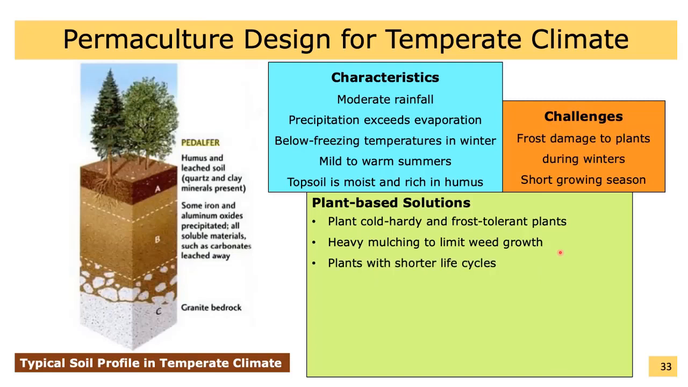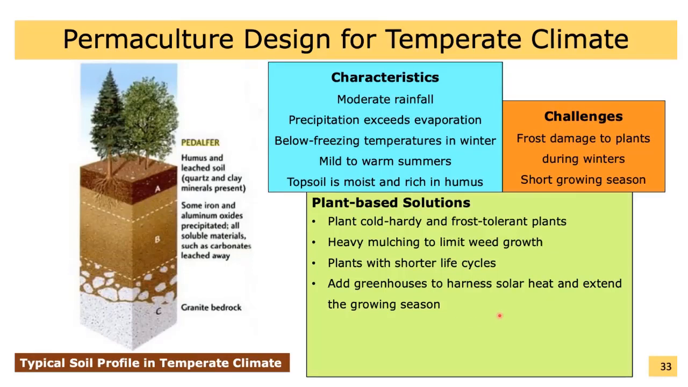Always plant plants with shorter life cycles because of the short growing season. Adding a greenhouse to harness solar heat extends the growing season of your plants. Planting perennial herbs is one of the very common plant-based solutions in temperate climate.